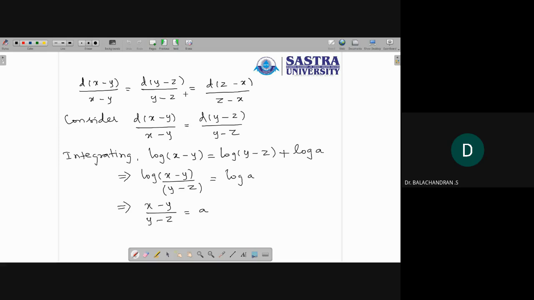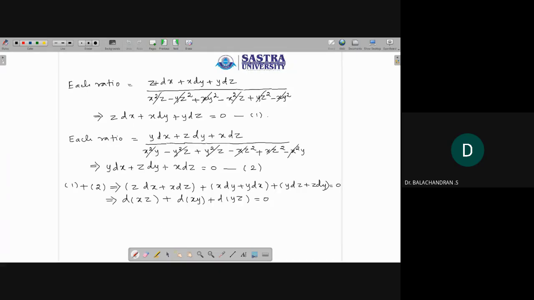I need one more. If you take these two, then you'll get a solution, but it is not independent of this solution. The solution obtained from these two ratios is a dependent solution with u. So that's why here there is some other technique we need to use. So take the multipliers z, x, y here.